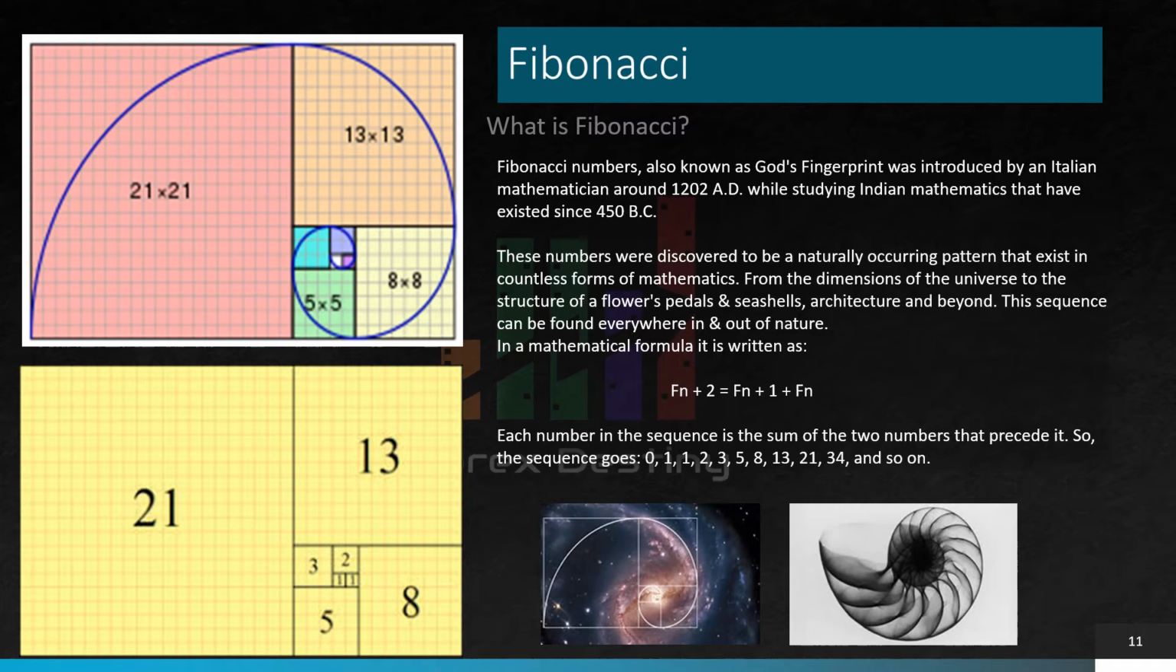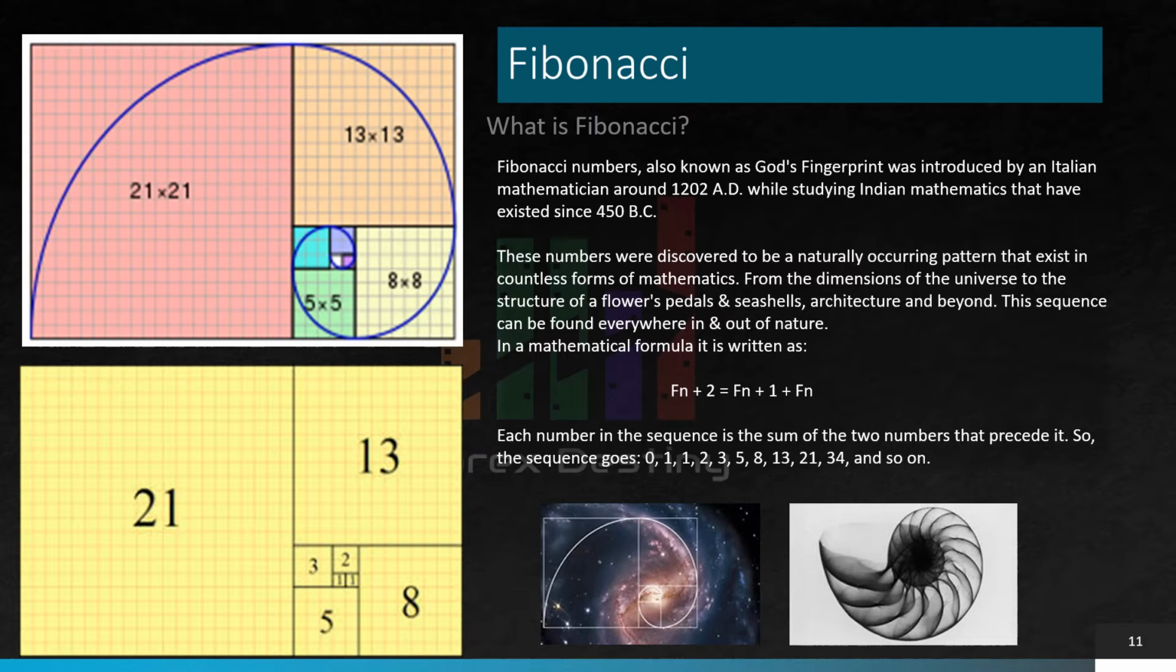The Fibonacci sequence is another set of technical tools. The Fibonacci numbers are also known as God's fingerprint. It was introduced by an Italian mathematician around 1202 AD, and it is believed he learned about the sequence while studying Indian mathematics that are known to have existed since before 450 BC. These numbers were discovered to be a naturally occurring pattern and exist in countless forms of mathematics.